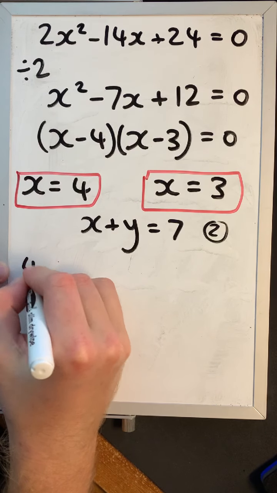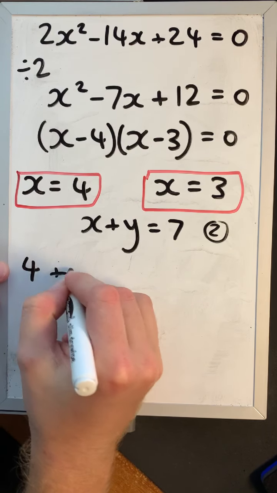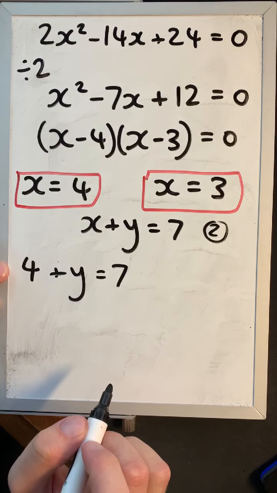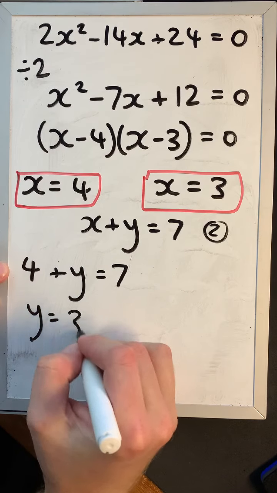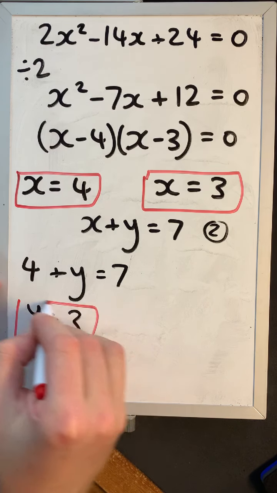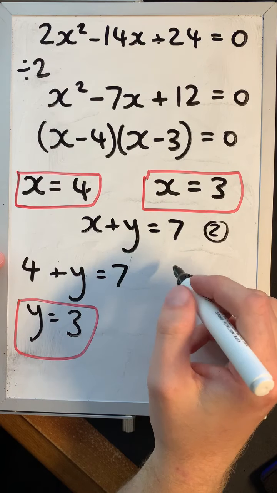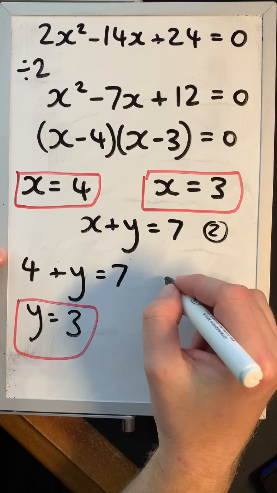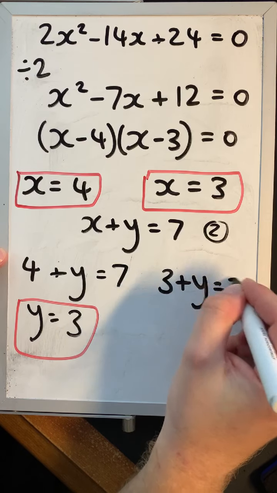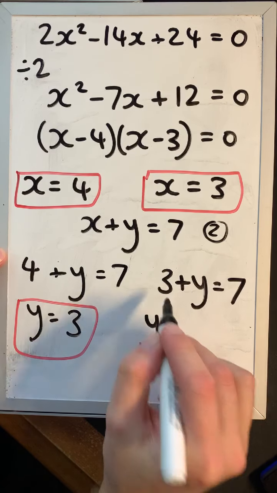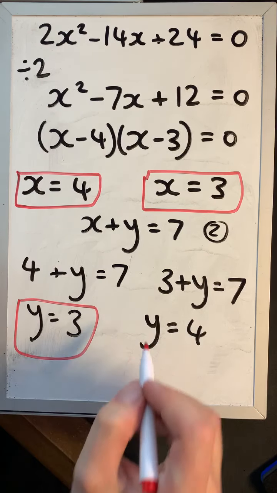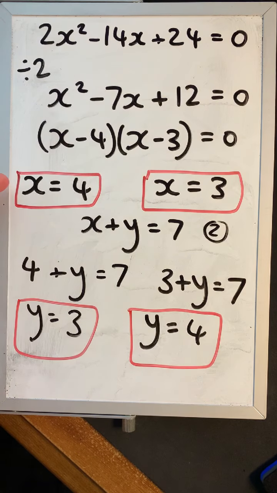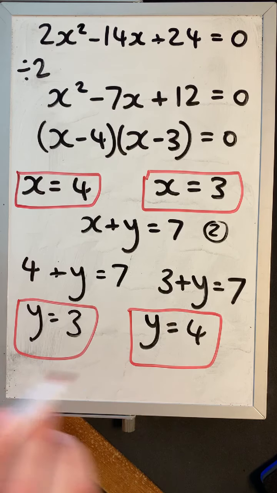So what have we got then? 4 plus y is equal to 7. Y then is equal to 7 minus 4. So we get y is equal to 3. And on the other side then, I'm going to put 3 in. So 3 plus y is equal to 7. Take this 3 to the right-hand side, and we end up with y is equal to 4. So these are the 4 solutions to the equation. X is 4 when y is 3, and x is 3 when y is 4.